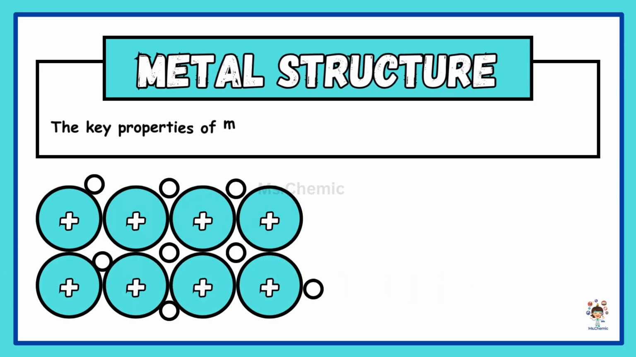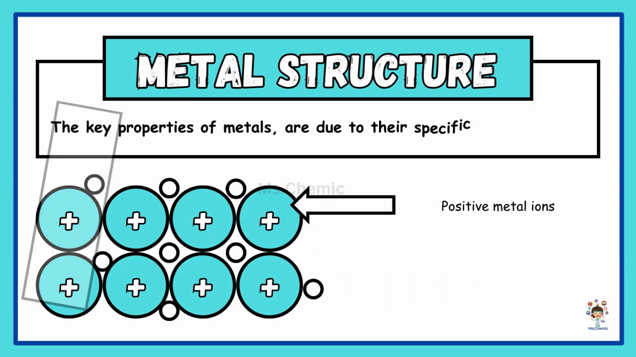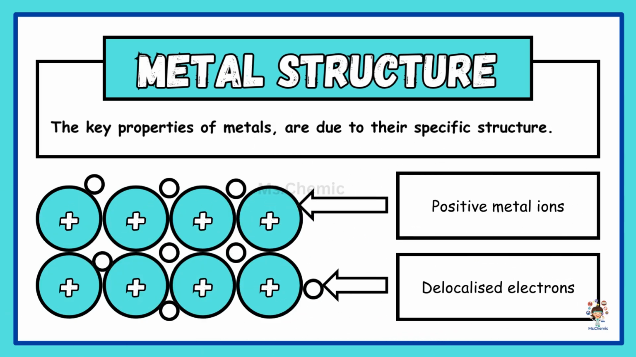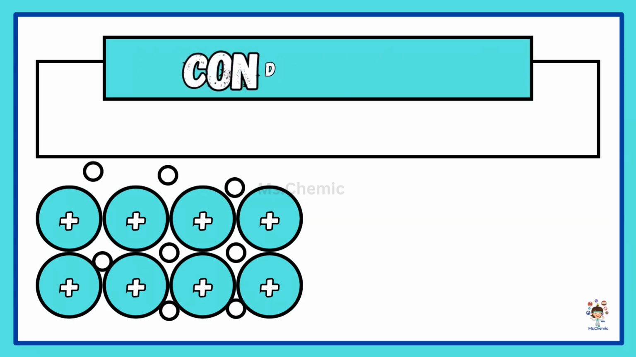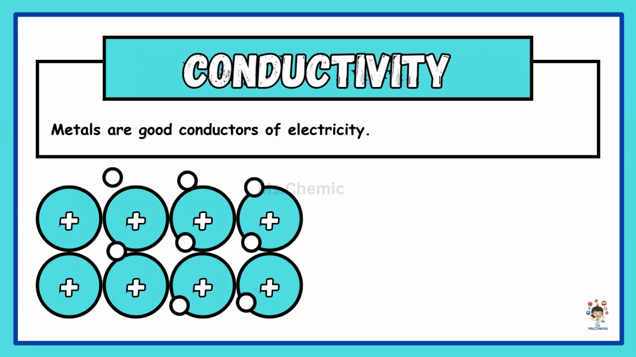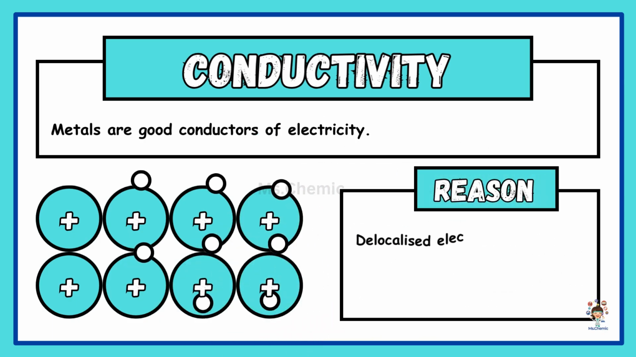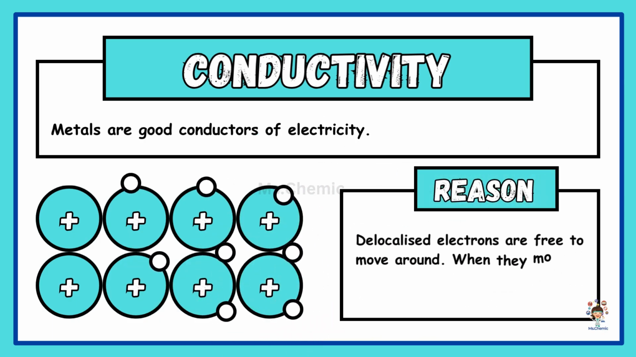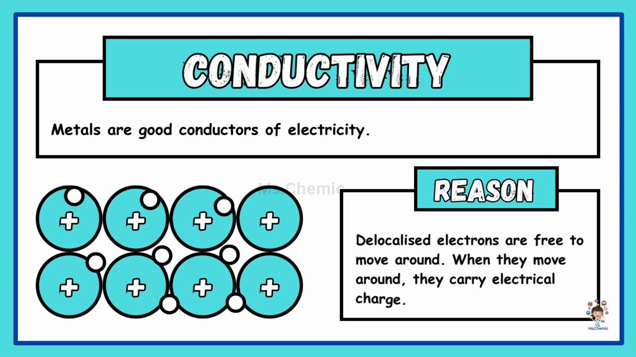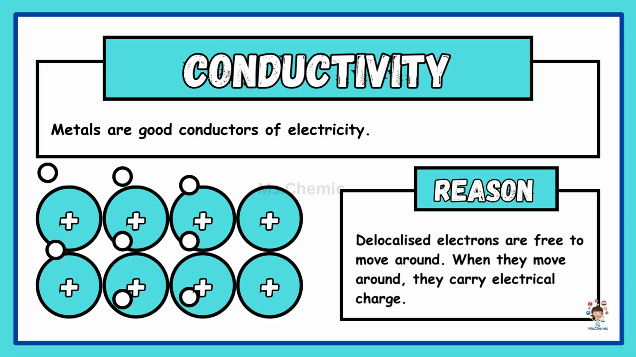Metal structure. The key properties of metals are due to their specific structure with positive metal ions and delocalized electrons. Conductivity. Metals are good conductors of electricity because delocalized electrons are free to move around. When they move around, they carry electrical charge.